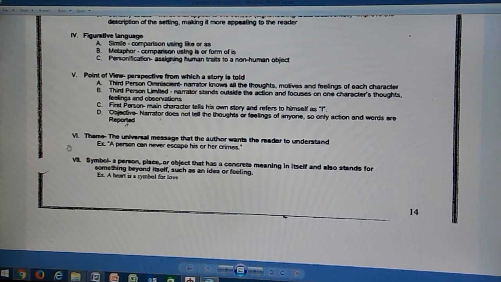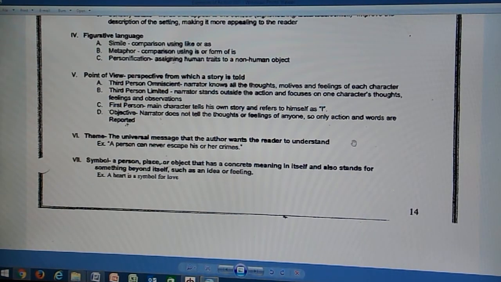Okay? Theme. That's a pretty easy one. The universal message the author wants the reader to understand. Okay? For example, a person can never escape his or her own crimes. We try to narrow the theme down to a single word if we can. A lot of themes might be the theme of friendship. They might be like in The Island of the Blue Dolphins. If I had to put that theme in one word, I would say survival.